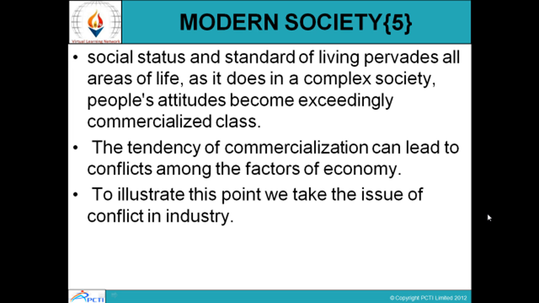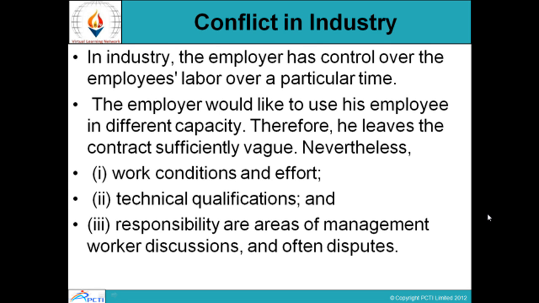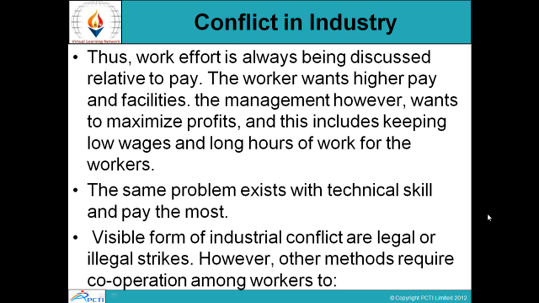To illustrate this point, we also take the issue of conflict in industry. So commercialization and the shift in people's attitudes has also taken over. In industry, the employer has control over the employee's labor over a particular time. The employer would like to use his employee in different capacities, therefore, he leaves the contract sufficiently vague. Nevertheless, work conditions and effort, technical qualifications, and responsibility are areas of management-worker discussions, and often disputes. Thus, work effort is always being discussed relative to pay.